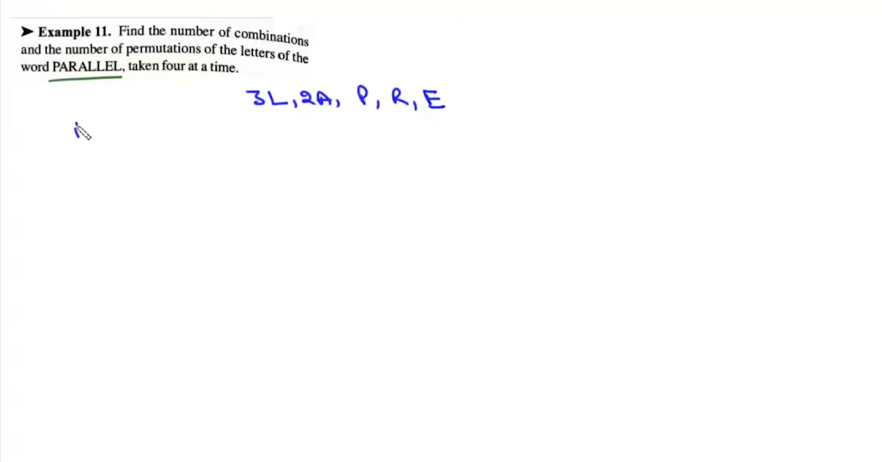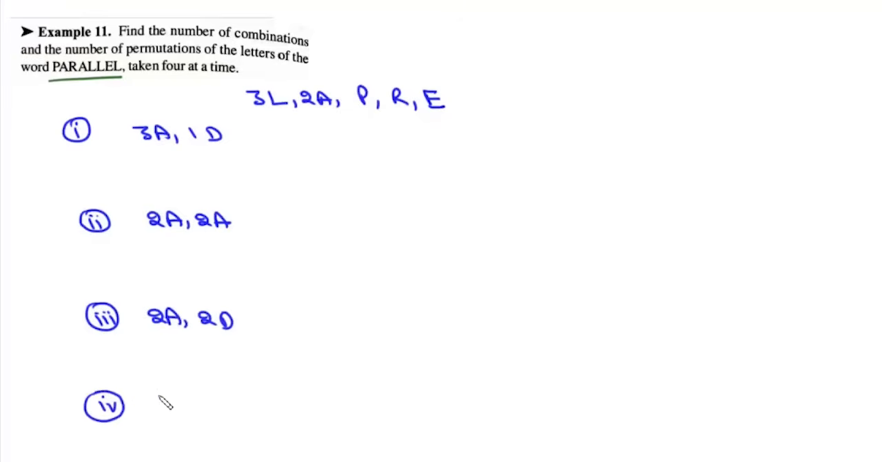Now there are 2 ways of solving such questions, and the first one is we can look at different cases possible. The first case possible is 3 alike, 1 distinct. Second case is 2 alike, 2 alike. Third case is 2 alike, 2 distinct. And fourth case is all 4 distinct.